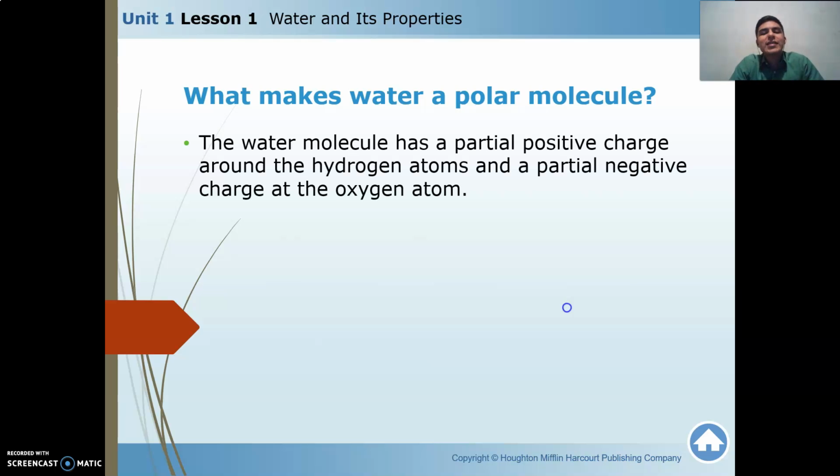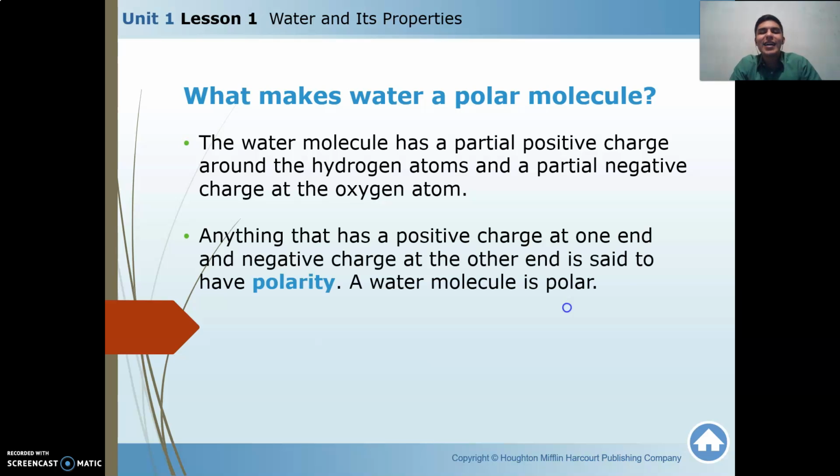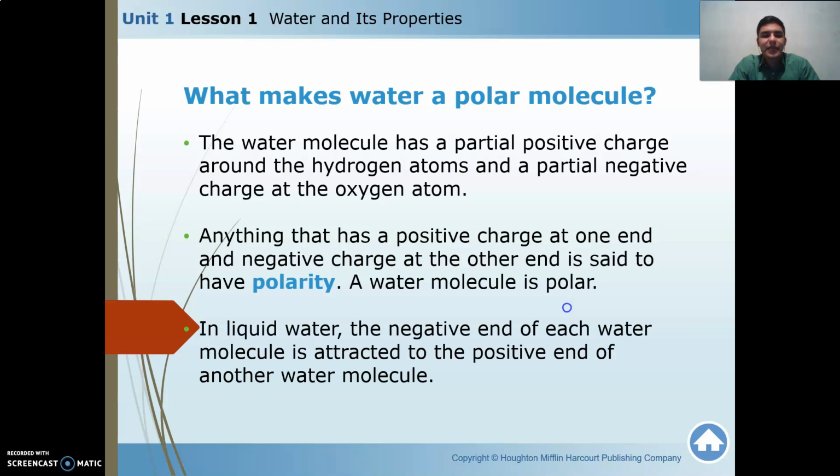The water molecule has a partial positive charge around the hydrogen atoms and a partial negative charge at the oxygen atom. Anything that has a positive charge at one end and a negative charge at another end is said to have polarity. A water molecule is polar. And in liquid water, the negative end of each water molecule is attracted to the positive end of another water molecule. So we have to remember some basic magnetism principles. Remember that opposites attract. So if we want 2 particles to assemble together, we need a positive and a negative charge.